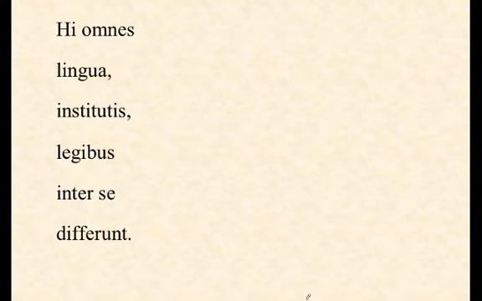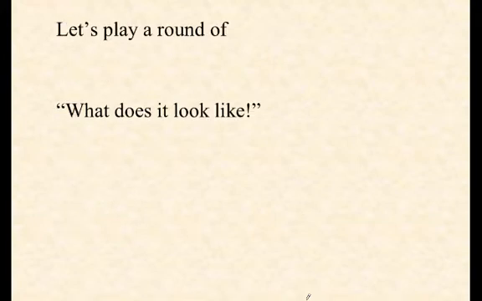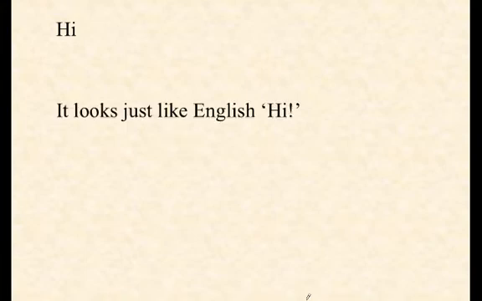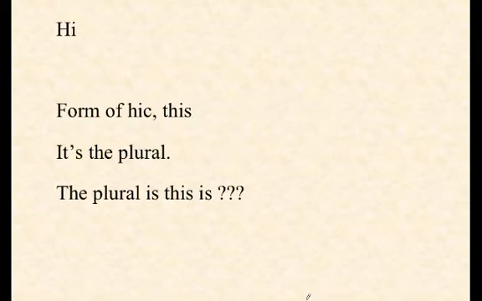The first of our new sentences is right here. Hi omnes lingua institutis legibus inter se differunt. Let's have a little fun with this, shall we? Let's play a round of what does it look like? Hi. What does it look like? That's right. It looks just like the English hi. It's not, though. Instead, it's a form of hic, which means this. It's the plural. The plural of this is these. Hi means these.